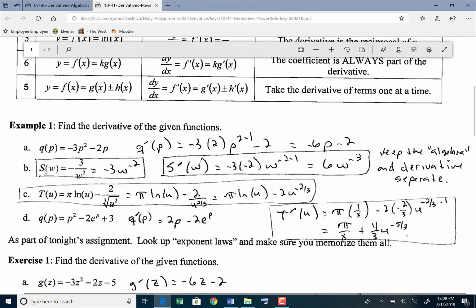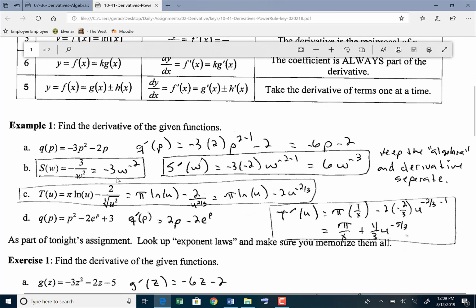The second one, capital S of w, negative 3 divided by w squared. Sometimes it's a good idea to know, do I use a special rule or do I simplify it with algebra and use one of the basic rules? In the next video we talk about using a rule for dividing things, which is really overkill for this situation. So I use the algebra rule that says when we have a variable in the denominator, we can put it on the top level and change the sign of the exponent. So you do need to know all of those exponent laws for this class.